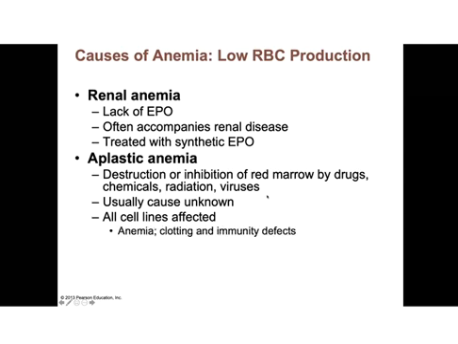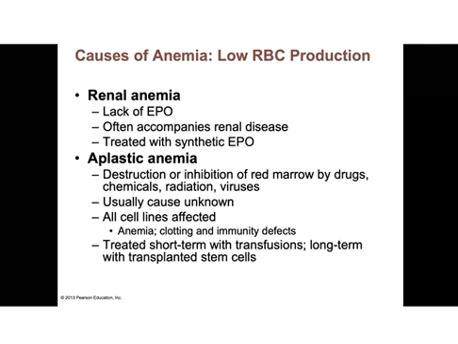Anemia of this type can also result in clotting and immunity defects. That makes sense, because if we're hitting the marrow full scale, you're also going to cut down on white cell production, and also on platelet production. We treat it short term with transfusions, and long term, we can do something called bone marrow replacement.